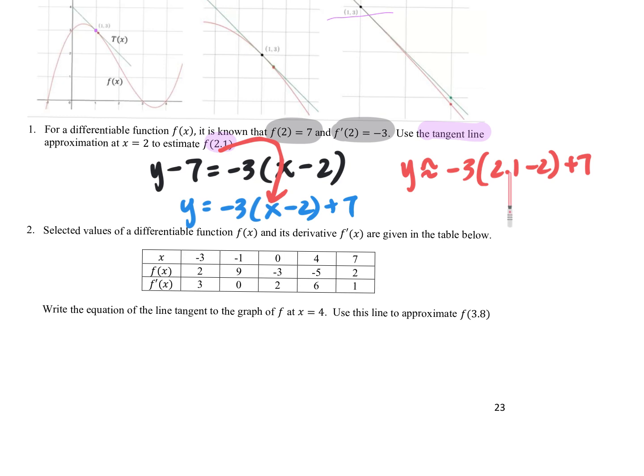Let's practice some mental math. 2.1 minus 2 is 0.1, times -3 is -0.3, plus 7 is 6.7. And they're saying when x was 2, my y was 7. When x is 2.1, my y is 6.7. That's going to be pretty-ish close to what the actual y value of the function is. Again, do I wish that we had more real-world application of this? I sure do, but I think it's too complicated for where we are in calc.